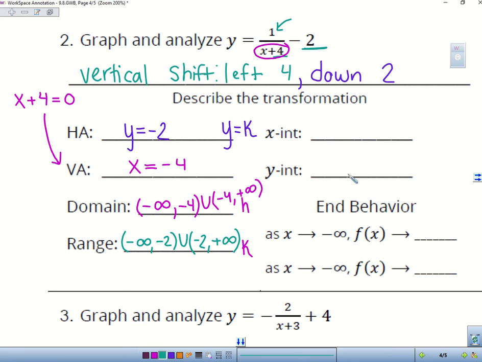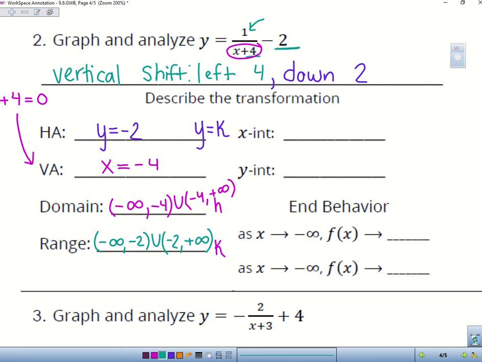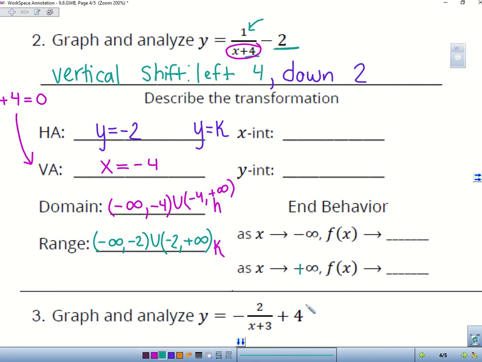Alright, so we're going to wait to find our intercepts. We're going to look at the graph to do that. But what is my end behavior going to be on both of these? It's always going to be whatever k is, which is? -2. So any questions on the analysis we have so far?